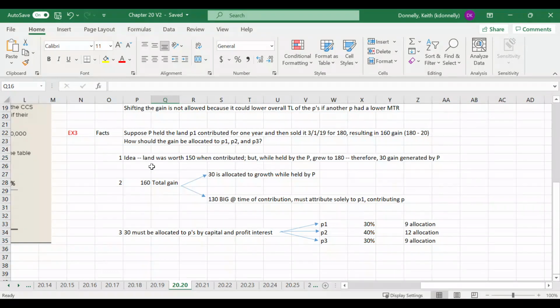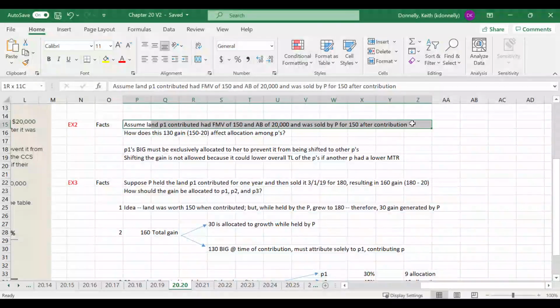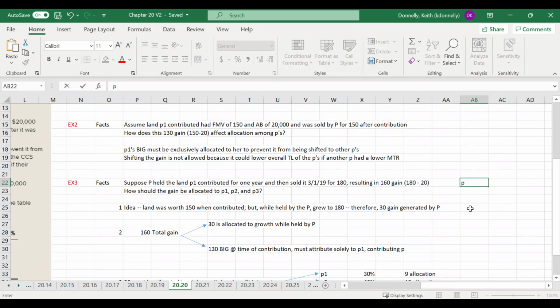Next one here, it says, suppose a partnership held land contributed for 1 year and then sold it on 3/1/19 for 180, resulting in a 160 gain. So, okay, same facts up here. We have a partner who contributes property with a 130 built-in gain. And then the partnership waits a little bit. So this is like the first audible example I did. The partnership then sells it and has a gain later on. It looks like it appreciates in value, and the partnership has a $160 gain. How does this work? How do we allocate the profit or loss here?